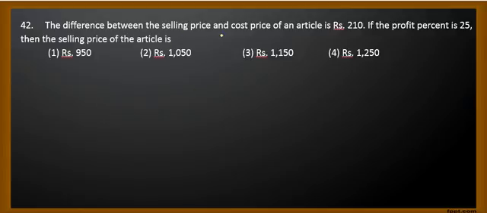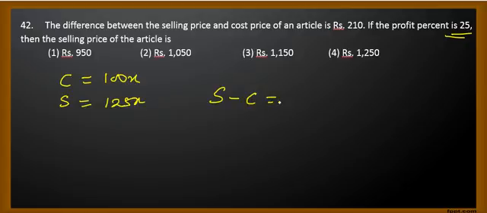The difference between the selling price and the cost price of an article is 210. If the profit percentage is 25, then the selling price of the article is? Assume that the cost price is 100x. Then the selling price is equal to how much? 125x, because the profit is 25%. And given that S minus C is equal to 210. So 125 minus 100 is nothing but 25x, which is equal to 210.